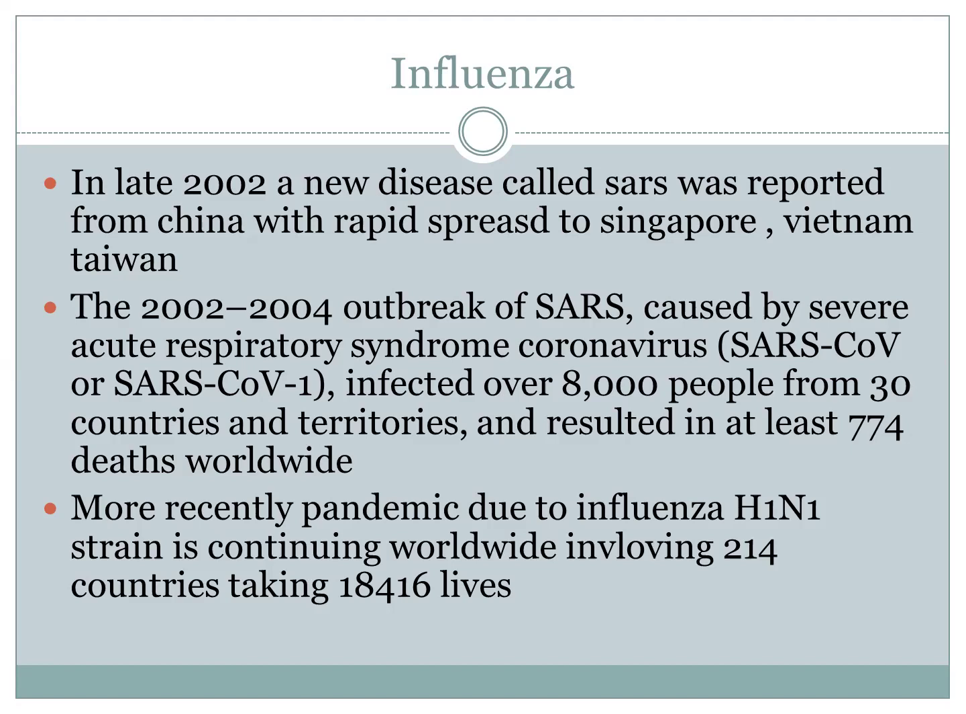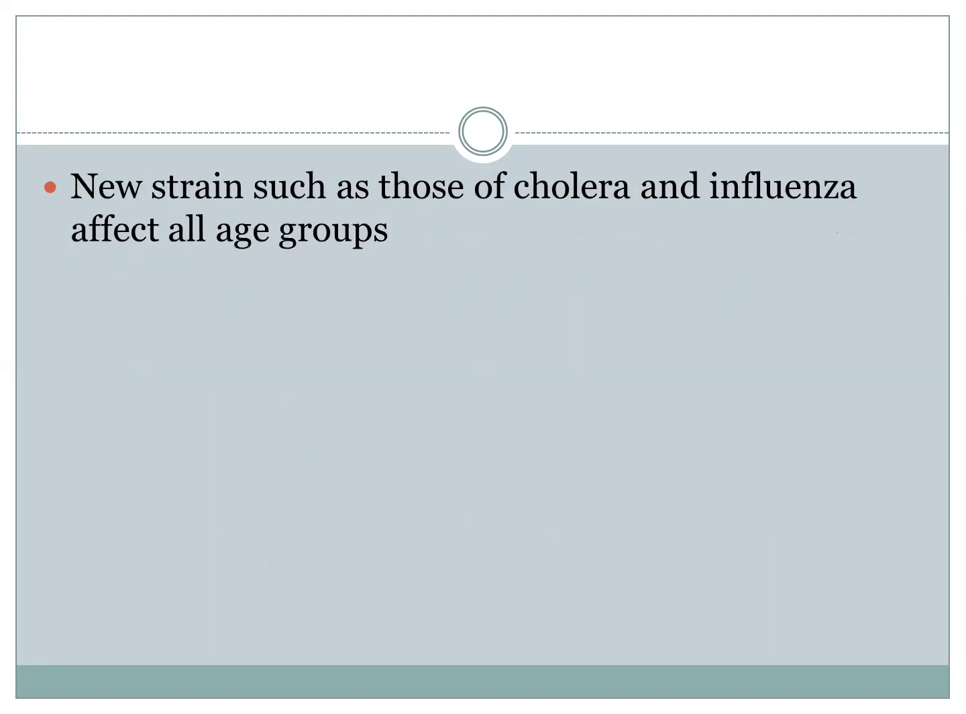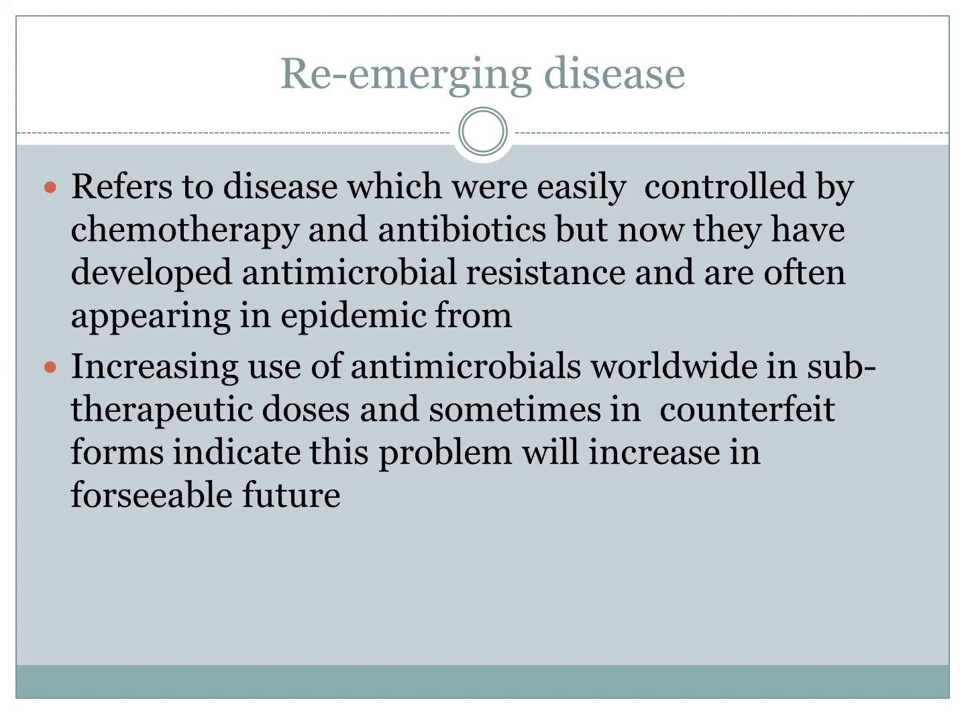And more recently, the pandemic due to influenza H1N1 is continuing worldwide, and it has included 214 countries, taking more than 18,000 lives. The new strains of cholera and influenza affect all age groups. Then there are re-emerging diseases. These refer to diseases which are easily controlled by chemotherapy and antibiotics, but now they have developed antimicrobial resistance and are appearing in epidemic form.